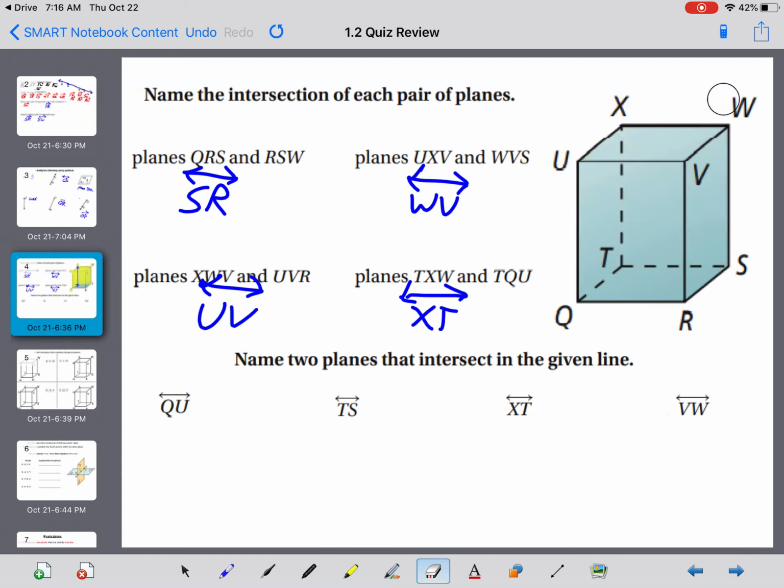All right, it says name two planes that intersect in the given line. QU is right here, QU. So that would have to be the front or the side wall, which is plane QUX. And the front wall, which is plane UQR. Okay, 1 second.